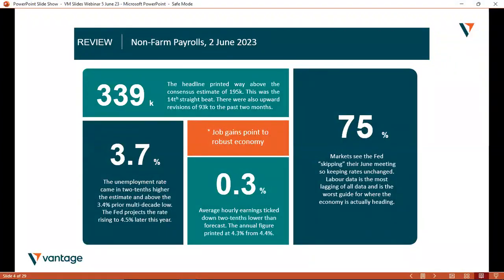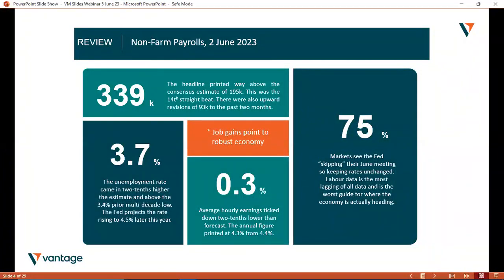But certainly wage growth continued to soften, at 0.3% month on month, down from 0.5%, and hours worked edged lower as well. So the market is thinking that the June FOMC meeting will skip a rate hike and hold rates at 5 to 5.25%. That is reinforced slightly by the falling wage growth numbers against this blowout headline number that we've seen.